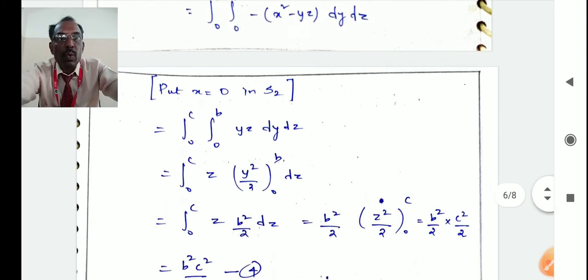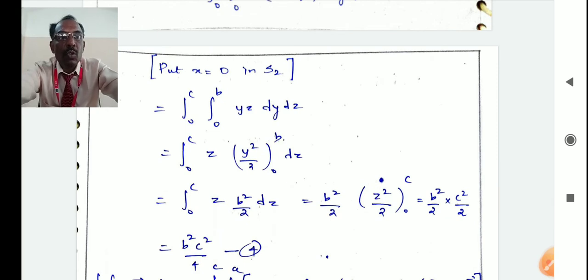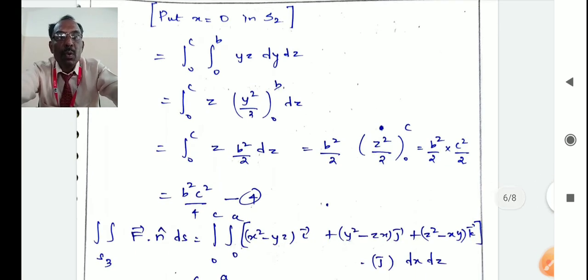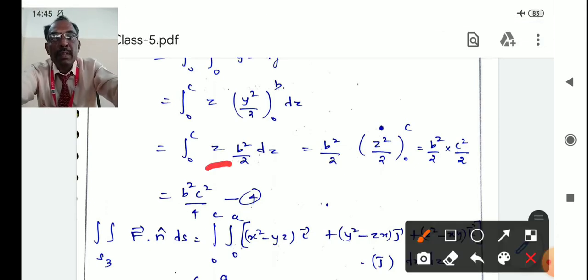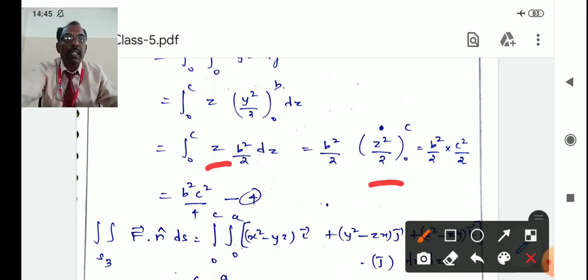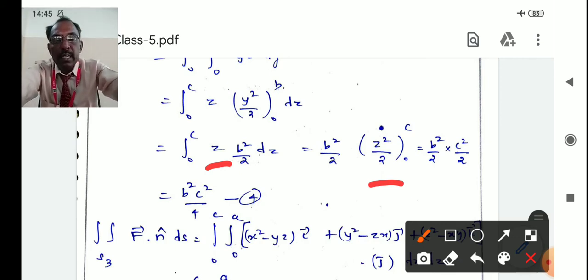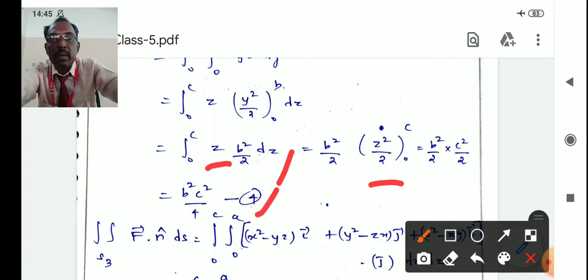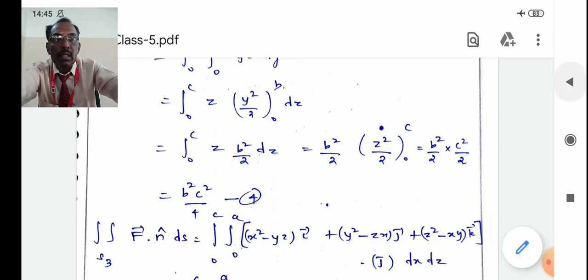Integration of y becomes y squared by 2. Limit is 0 to b. Now here put y equal to b. We get b squared by 2. So integration of z becomes z squared by 2. Our limit is 0 to c. Here put z equal to c, we get c squared by 2. There is no need to put z equal to 0. Finally, the double integral over S2 value is b squared c squared by 4, which is equation number 4.